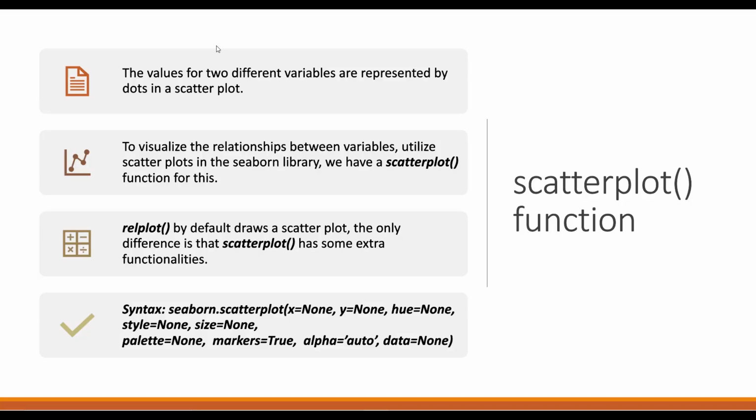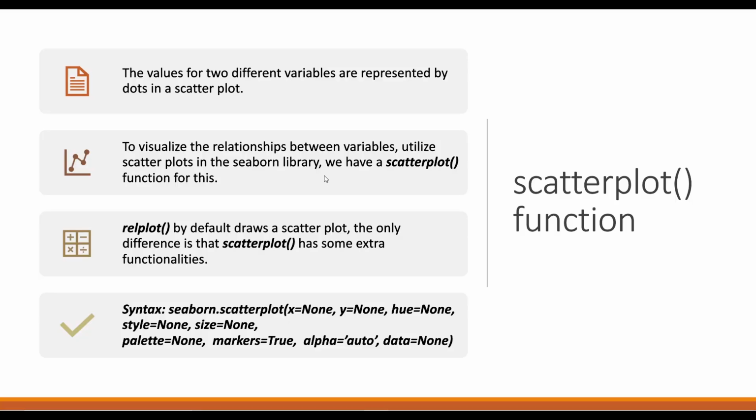The next one is palette. It generates a variable with different color map values. The next one is alpha. It controls the opacity of the points. The next one is marker. It is used to change the marker style of the plot. And the last one is data. It represents the data set that we are going to use.